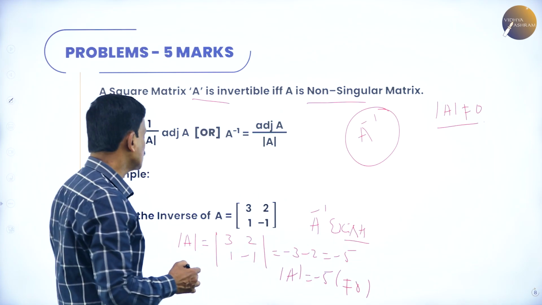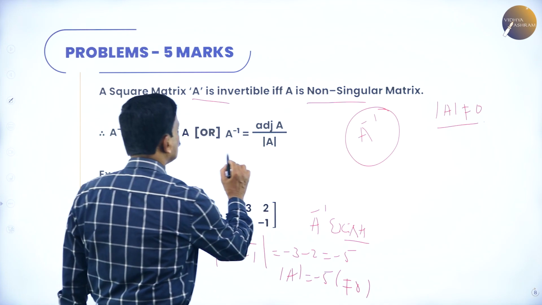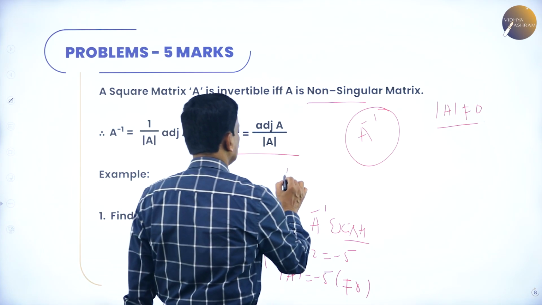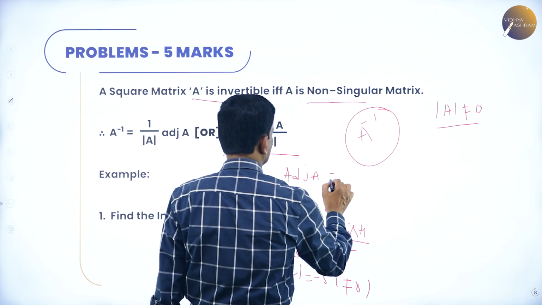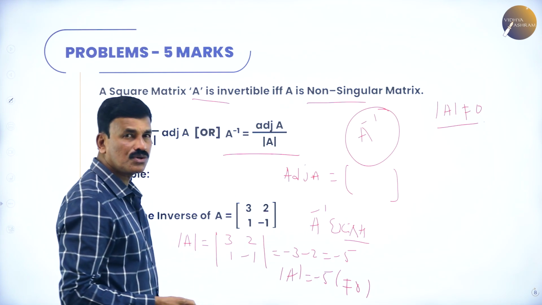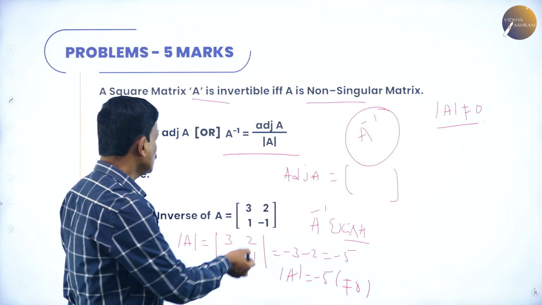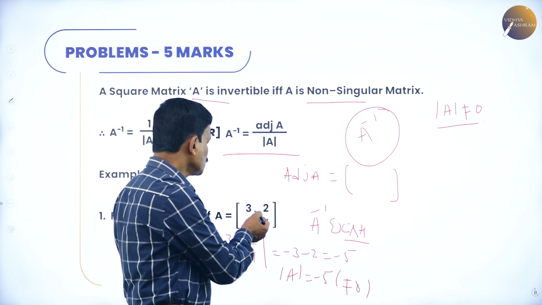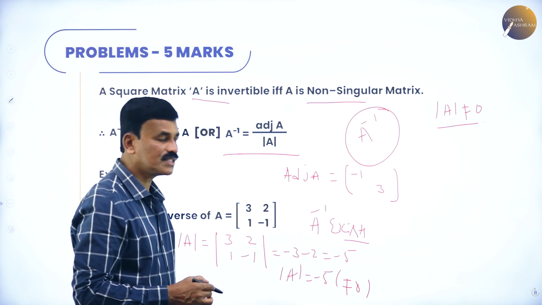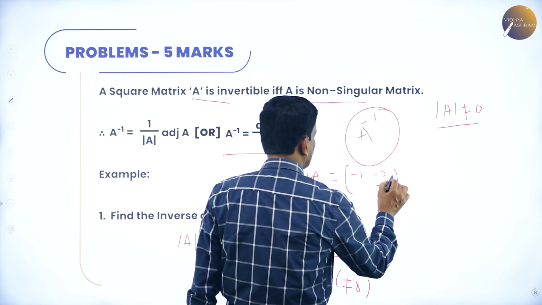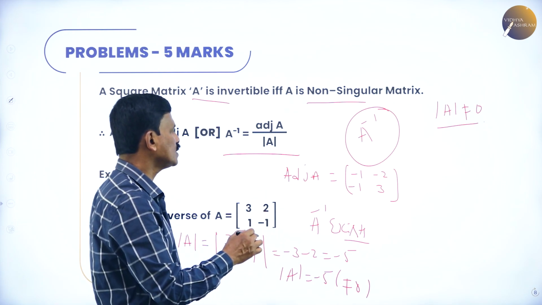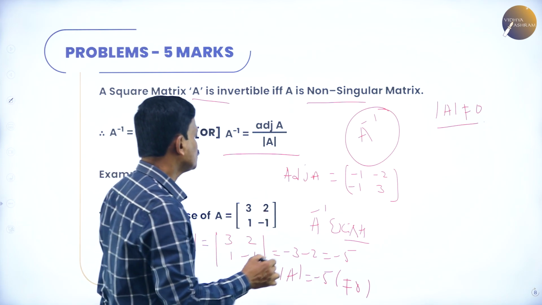And A inverse is given by adjoint of A divided by determinant of A. Find out the adjoint of A. As I explained in the previous class, for a 2 rows 2 column matrix, the adjoint can be easily determined by interchanging the diagonal elements, so 3 and minus 1 become minus 1 and 3, and changing the signs for the secondary diagonal elements. This is minus 2 and minus 1. So, minus 1, minus 2, minus 1 and 3 is the adjoint of this.